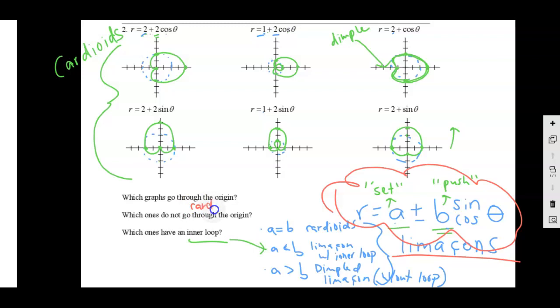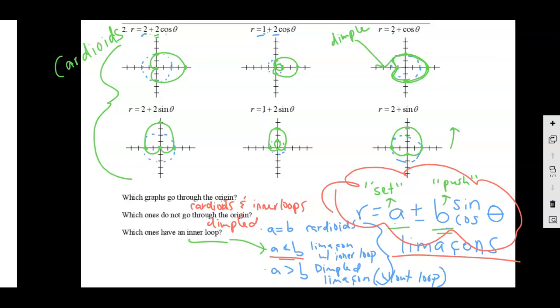Which graphs go through the origin? Well, those would be the cardioids, and the inner loop ones. Cardioids and the inner loop ones. Which ones do not go through the origin? Well, those would be the dimpled, right? And then which ones have the inner loop? It's the ones where you set it out a little, but you push it back a lot. The ones where the coefficient is larger.